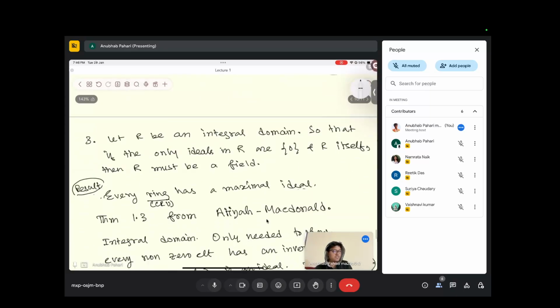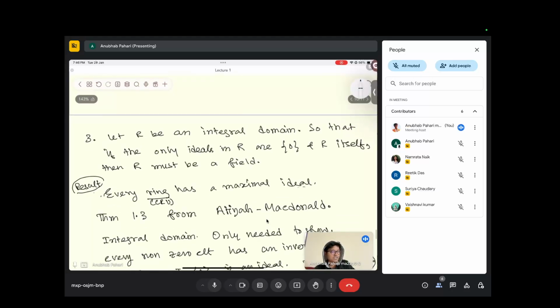But the first proof, what Namrata said, is much more trivial, so we should stick to that: everything has a maximal ideal. So by that result, R cannot be maximal because it is trivial, so 0 is maximal. So R is an integral domain, R is a field.